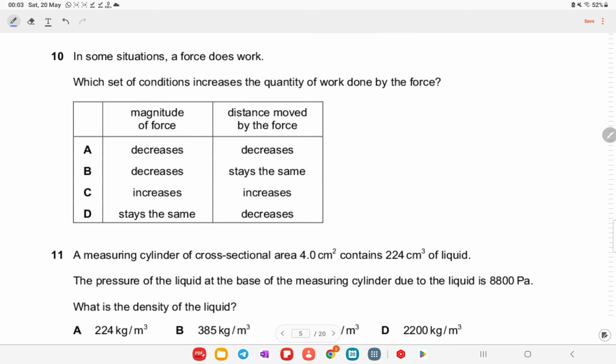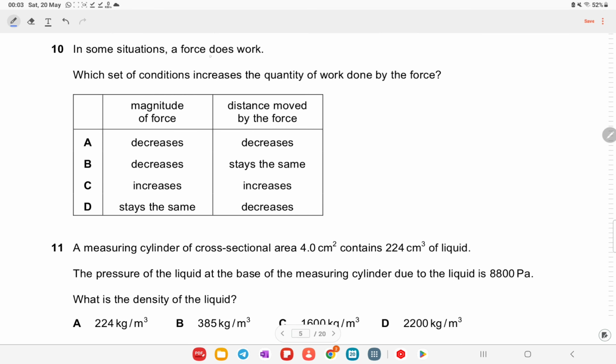In some situations, a force does work. Yes, it does the work. Force is one of the causes of work. Which set of conditions increases the quantity of work done by the force? Obviously, when you go into the formula, work done equals force times distance or displacement. So if you increase the force, work done will be more, and if you increase both of the quantities, there will be more work. So option C would be the right answer in this case.